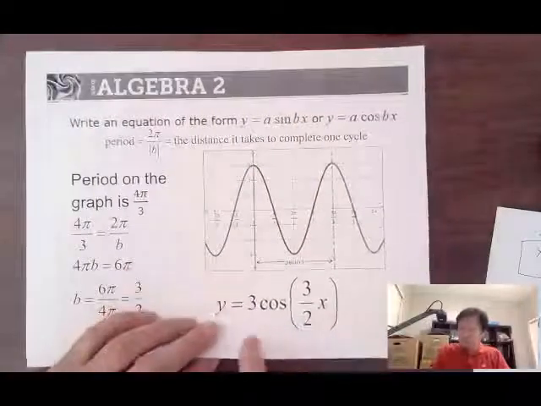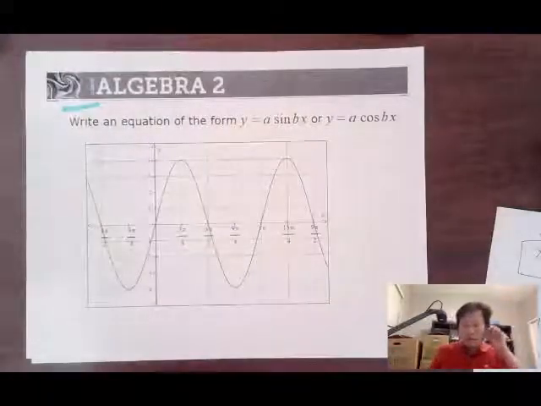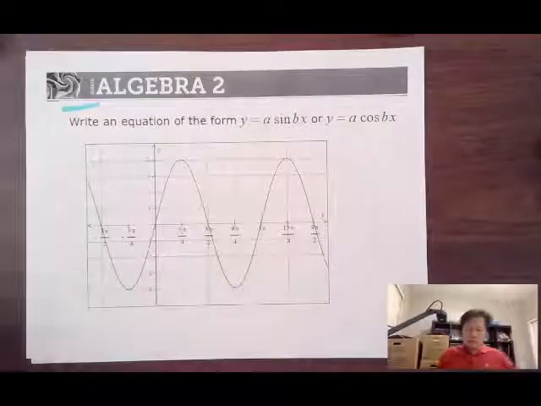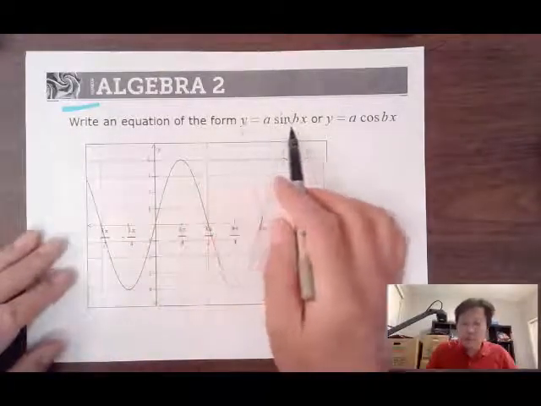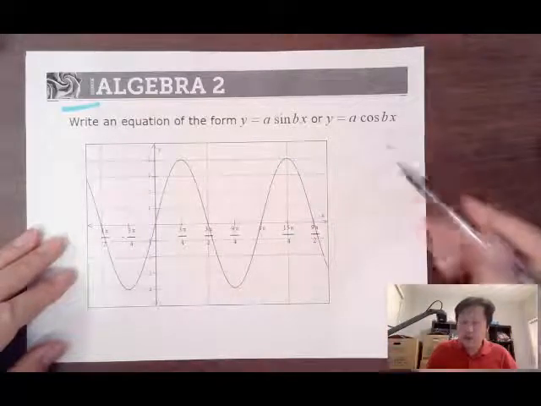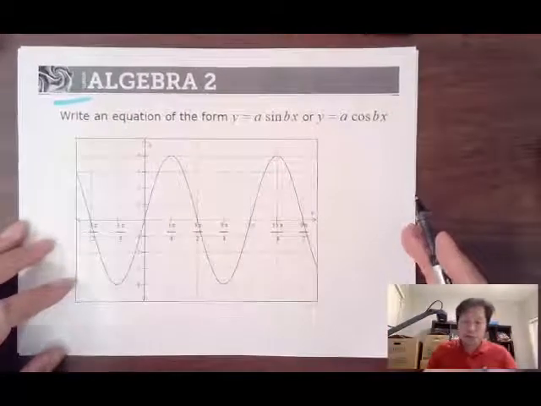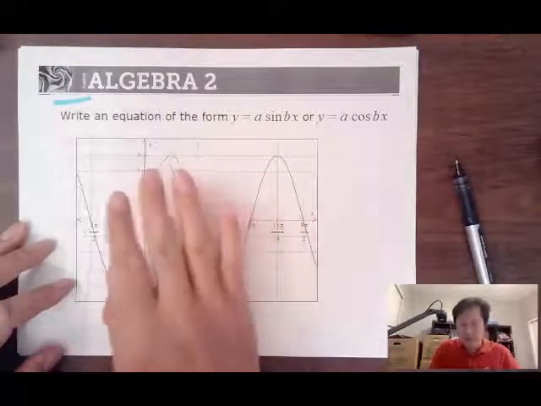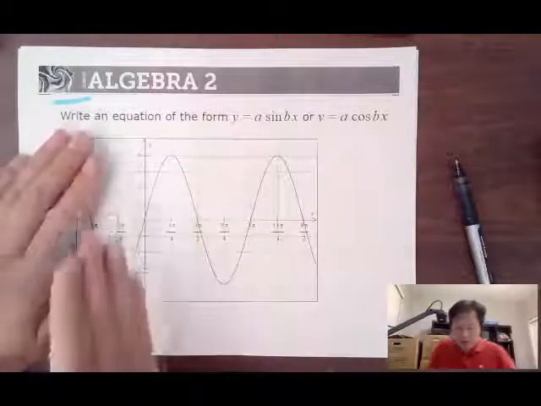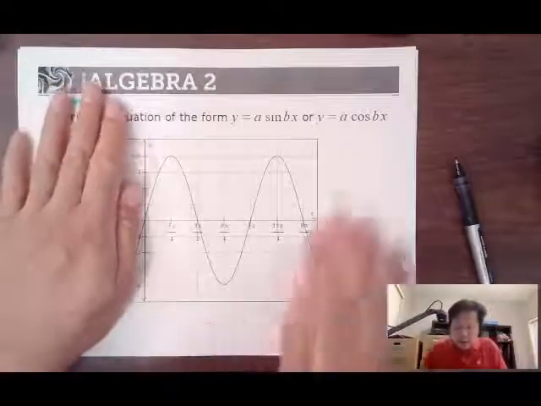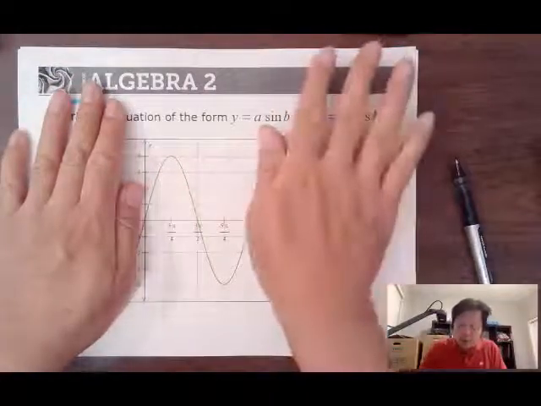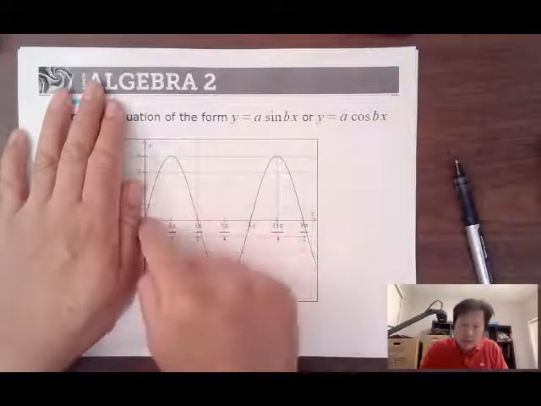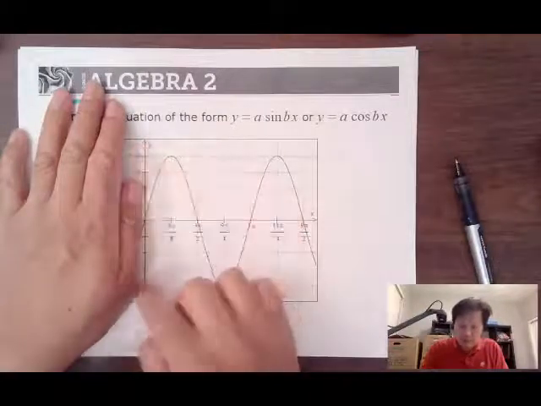Okay, let's look at one more example. Write an equation of the form y equal to a sine bx or y equal to a cosine bx. First thing you need to do is decide, is it easier for me to use a cosine or sine here? How do we determine? Again, you start from the y-axis. Take a look at one cycle. On the y-axis, does the graph start from the midline, or does the graph start from the maximum or minimum? This one starts from the midline.